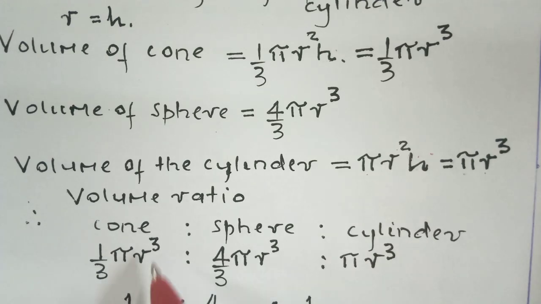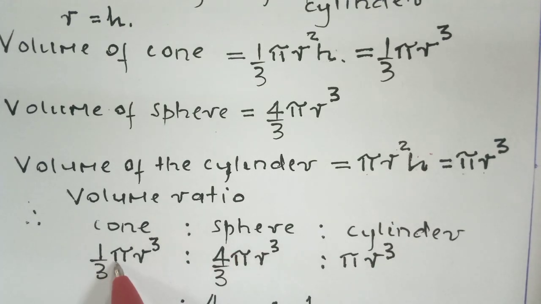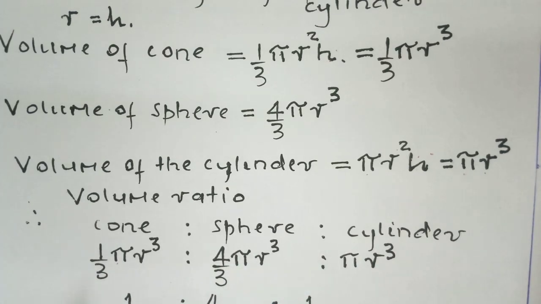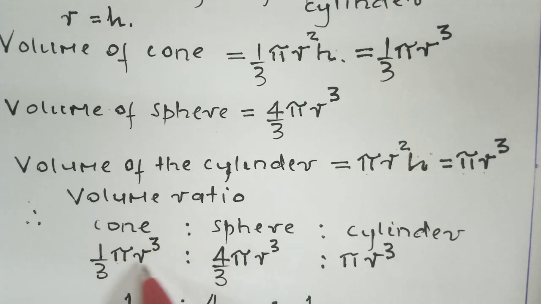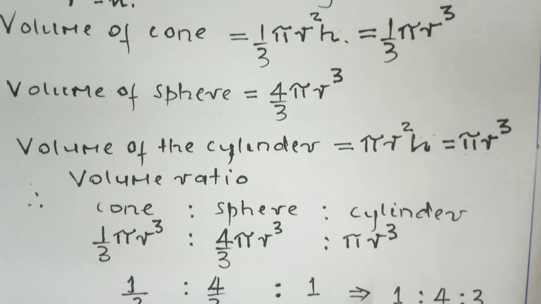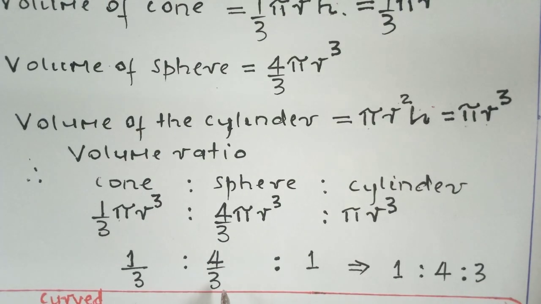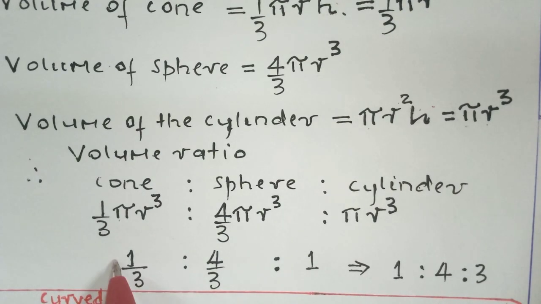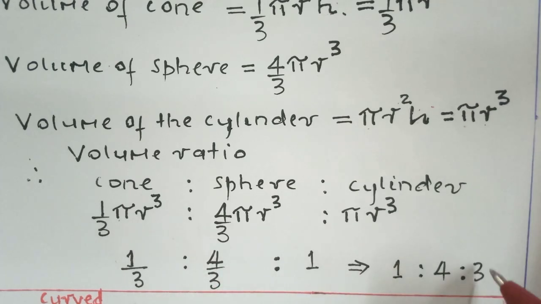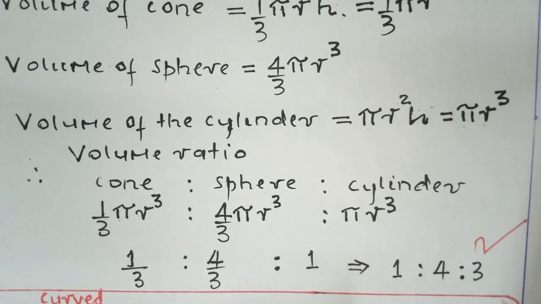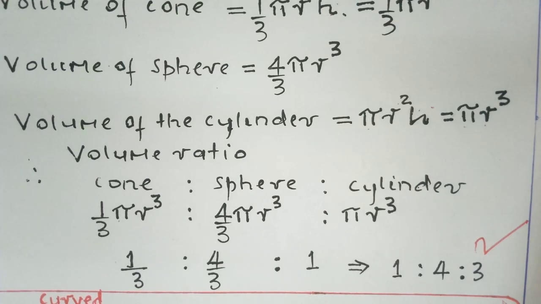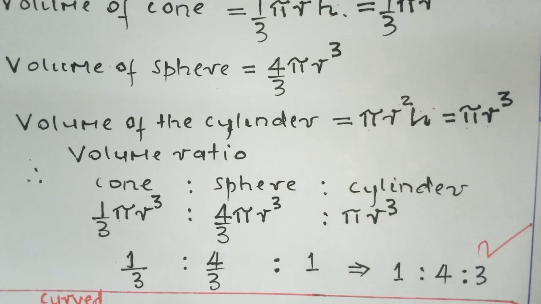So when we now come and cancel, we can cancel the pi's like that. The r's are all the same. We can cancel, so we are left with something like this. To eliminate the fraction, we can multiply here by 3, here by 3, and here by 3. So finally we get this as our proportion or our ratio.